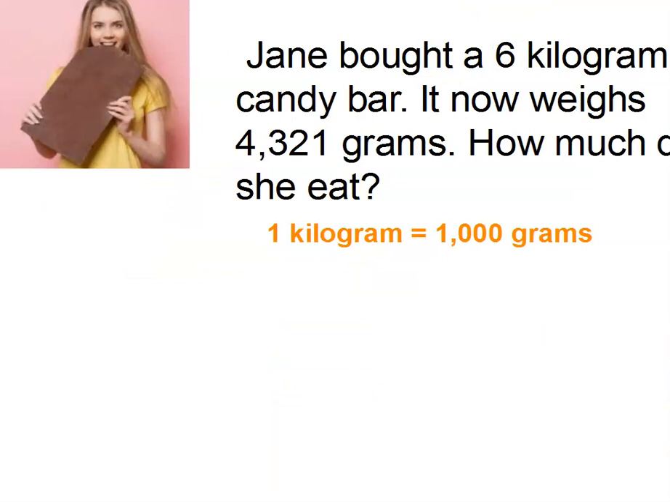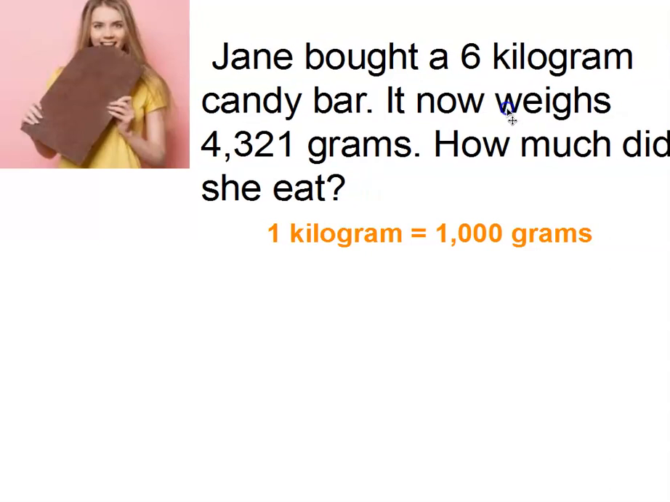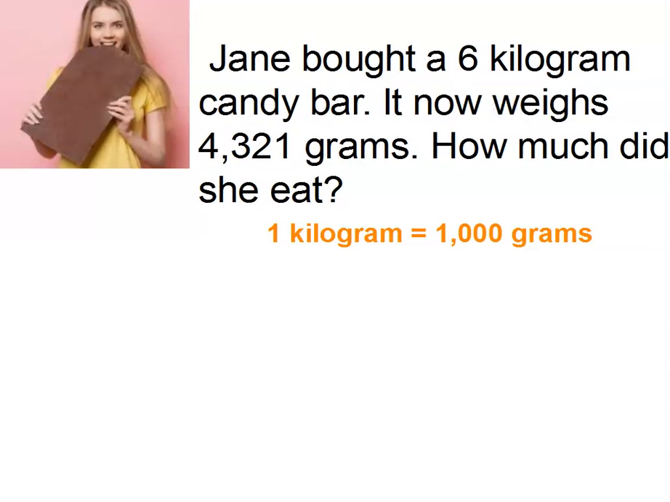Jane bought a 6-kilogram candy bar. It now weighs 4,321 grams. How much did she eat? 6-kilogram candy bar. Yeah, the kind that she's got there probably would have to be about that big. Okay, so 1 kilogram is 1,000 grams. She's got 6. That would be 6 times 1,000 is 6,000. It now weighs 4,321. How much did she eat?